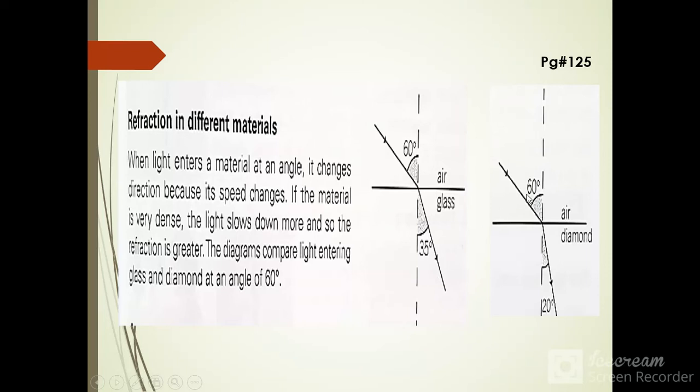But if a ray of light is coming from air and strikes the surface at an angle of 60 degrees, it bends towards the normal, and it makes 20 degrees with the normal.